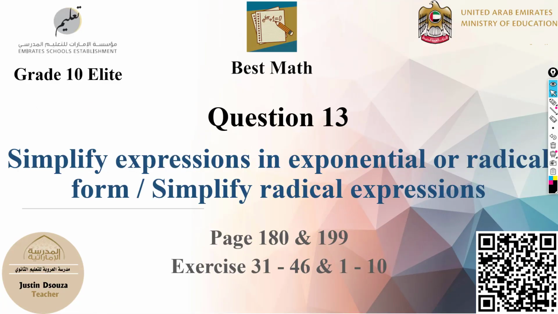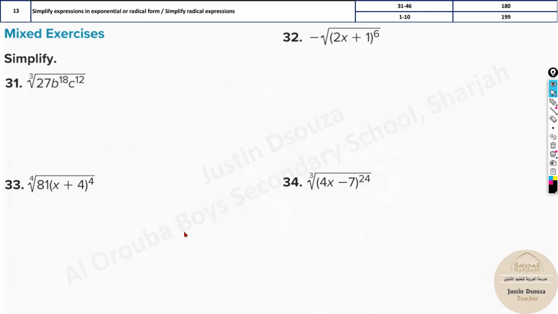restrict the domain. Question number 13 is to simplify expressions in exponential and radical form, and simplify radical expressions. Here we can do a shortcut calculator method. I will tell you that first, but first let's see how to simplify this. Here you have a cube root, isn't it? You have to apply this cube root throughout, so it will be the cube root of 27. Here it will be b to the power 8, and the cube root means division by 3, and c to the power 12 divided by 3. Cube root of x is what exactly? It is x to the power 1/3, so divided by 3.